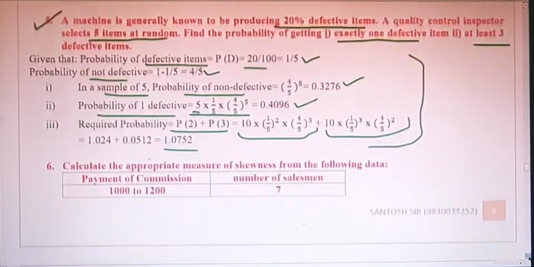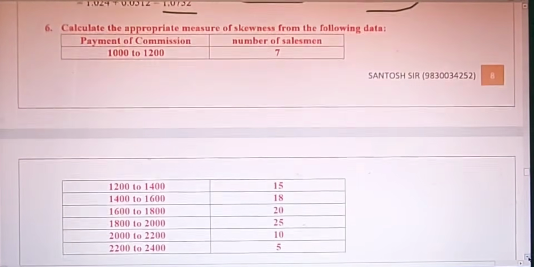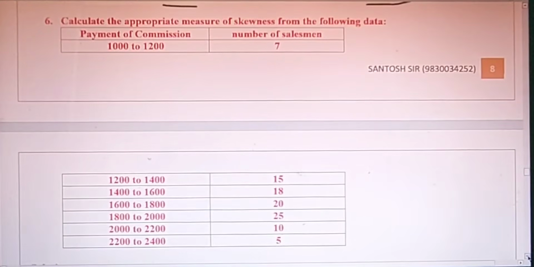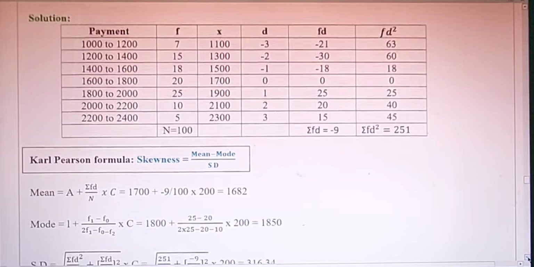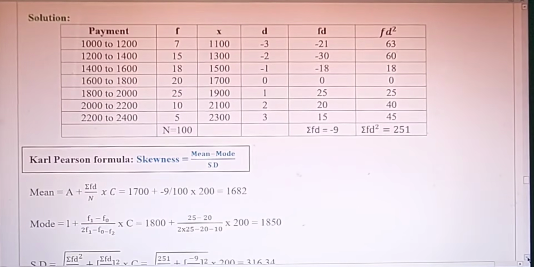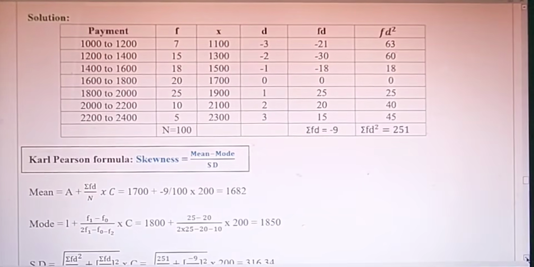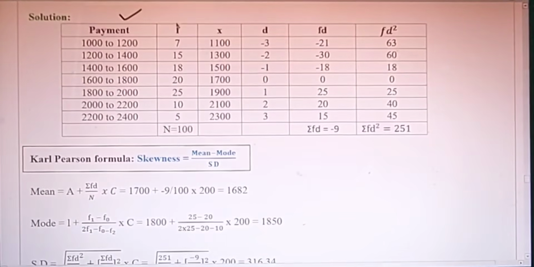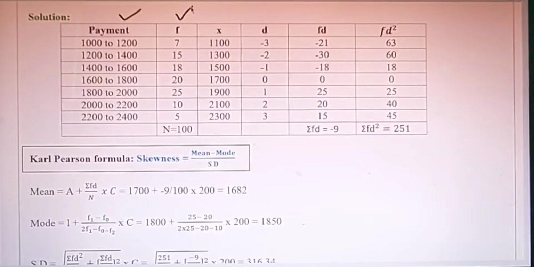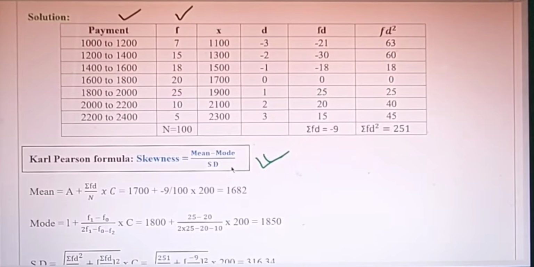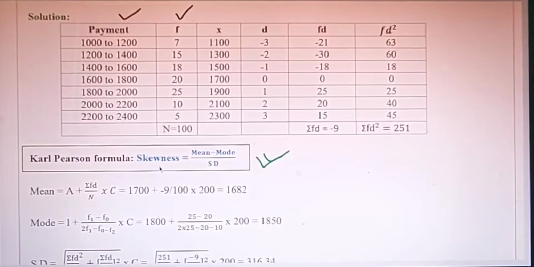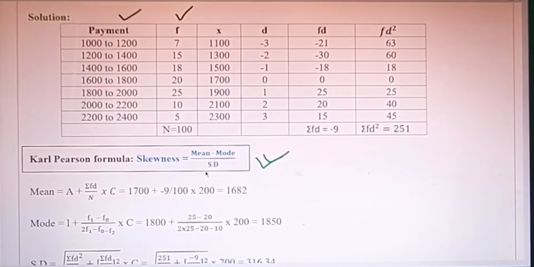Okay, so let's move on to question number 6, and this is on skewness. You are given class and number of salesmen. This is what is given, and you have to find how the skewness is, whether it is positive or negative. These two columns are given in the question, payment and frequency. We will use the Karl Pearson formula to find the skewness, and this is the formula you must learn: mean minus mode divided by SD. That will give you skewness. SD stands for standard deviation.